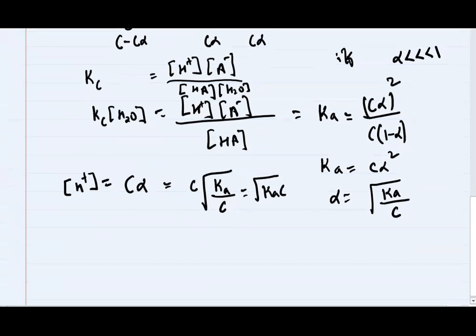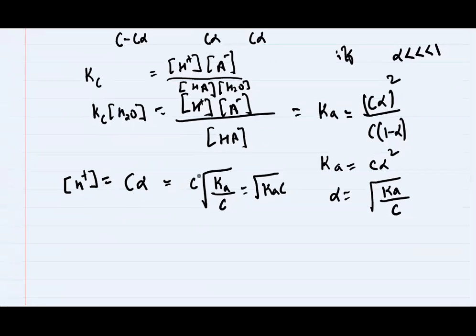Okay, everyone, very good. Sneha, C is root C into root C, so one root C is cancelled. Got it? So root C into root Ka is root of Ka into C.